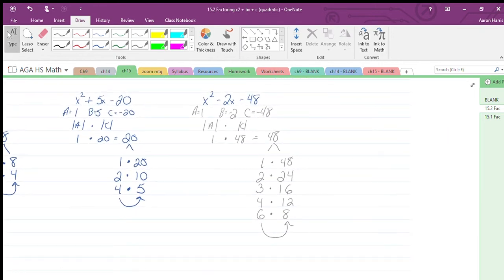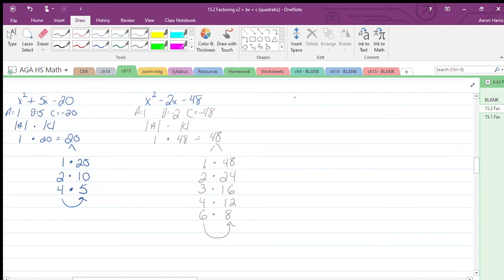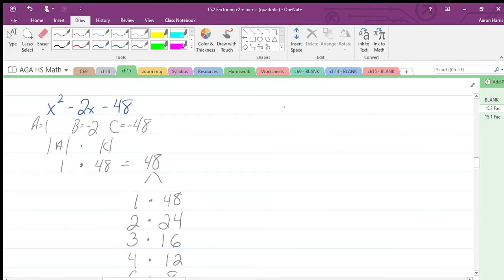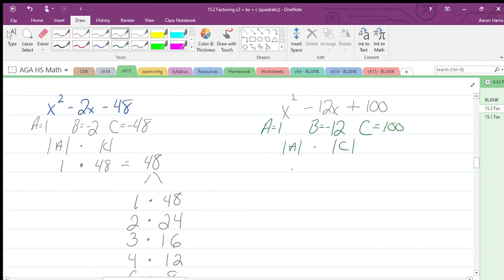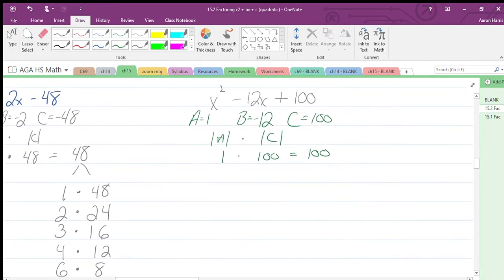Okay? So let's do one more. Let's say x squared minus 12x plus, let's say, a cool 100. So what is A? A is equal to 1. B is equal to what? Negative 12. C is equal to what? 100. What is the absolute value of A times absolute value of C? 1 times 100. What is that? 100. What are we going to do to that?